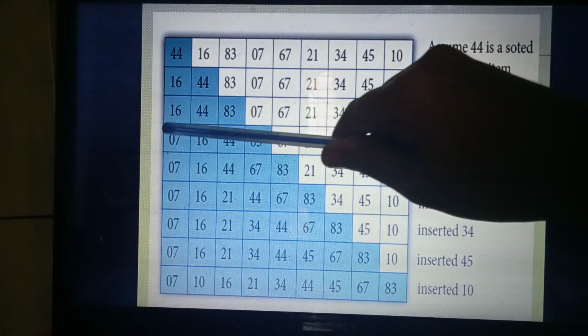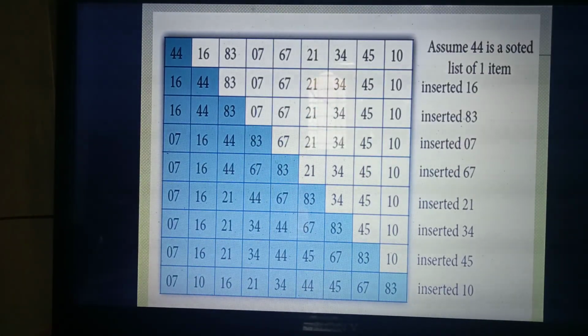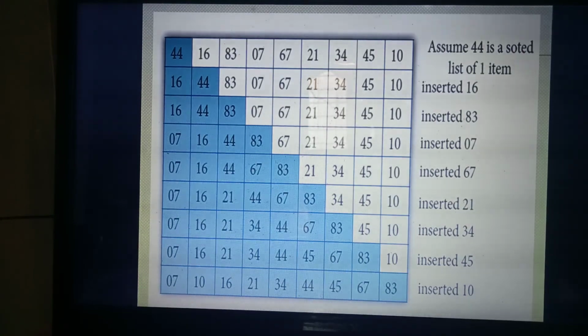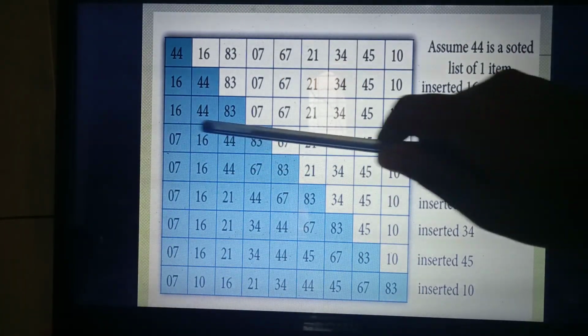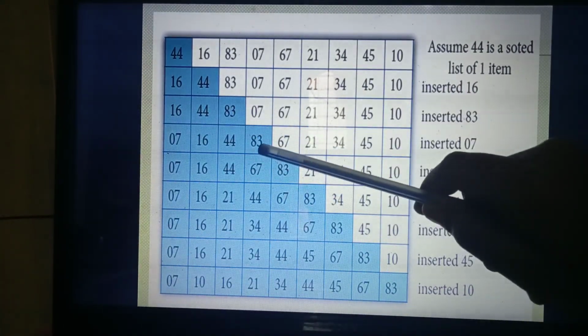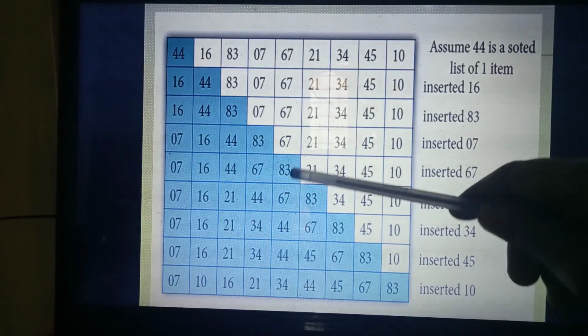What's the next element then? 7. So compare this 4. Whether this element needs to shift? Yes. Why? This is the smallest element. So you are inserting the 7, and the 7 needs to come at the first. Understand now? Then compare this 4. Which element needs to be inserted now? 67. So 67 needs to come at which place? 7, 16, 44. Next 67, next 83. Understand? Yes.